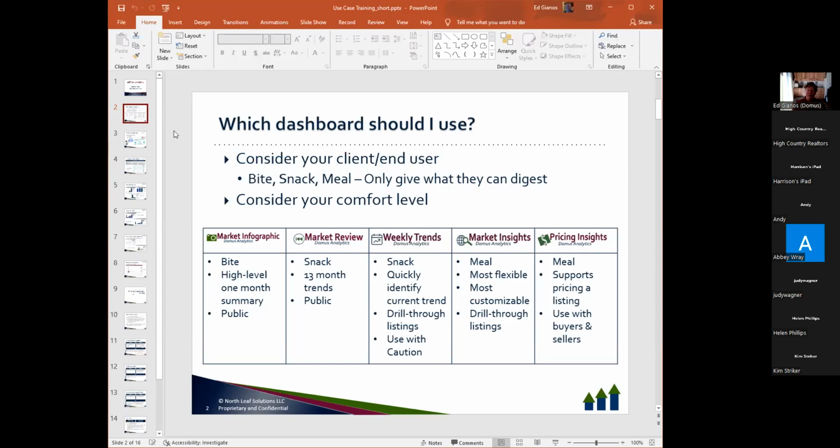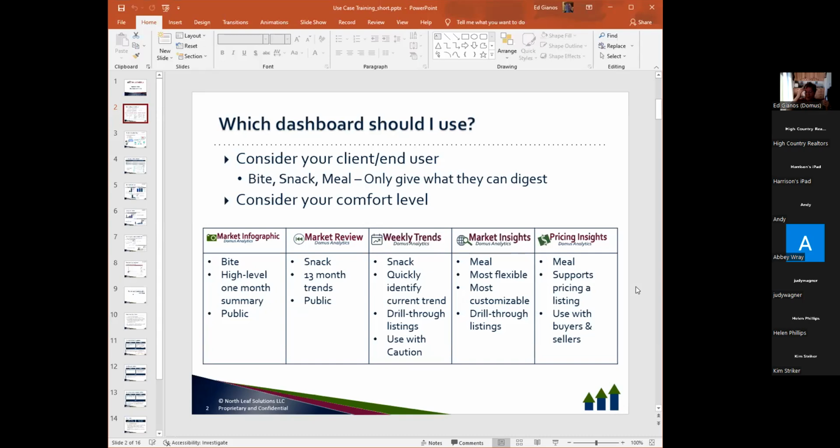So the dashboards follow themselves from the very simple infographics, the medium-sized market review, and then these more complex monthly and pricing dashboards. And the other thing I'm going to tell you is use what you're comfortable with. There's not a general right answer. There's a right answer for you. And if you are most comfortable with market review, or you love posting infographics on Snapchat, go for it. That's what's going to make you effective.